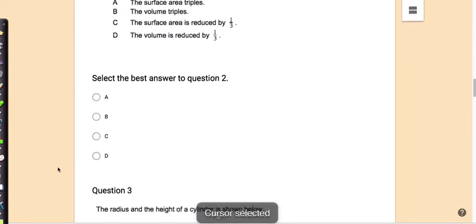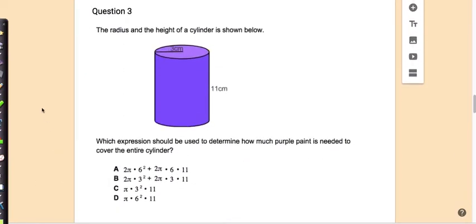Okay, number 3. The radius and the height of the cylinder is shown below. So here's what I would do if I get a question like this. I would write down the formula. So let's figure out what formula we're using. Which expression should be used to determine how much purple paint is needed to cover? Now, I remember that cover is the outside, so that's surface area. So I write my formula. 2 pi r squared plus 2 pi rh.